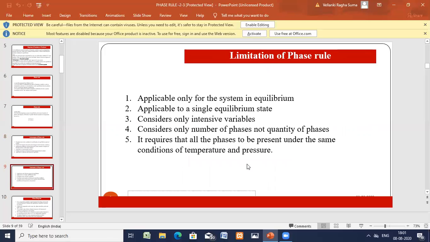Now we'll see the limitations of the phase rule. It is applicable only to systems in equilibrium.